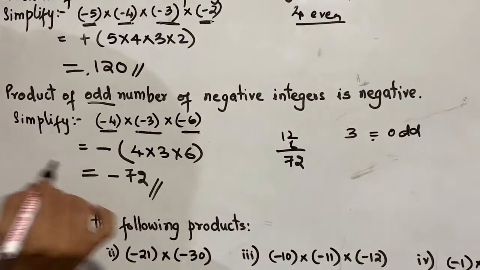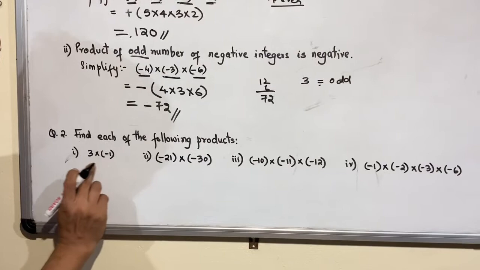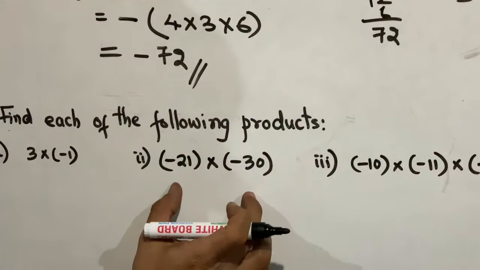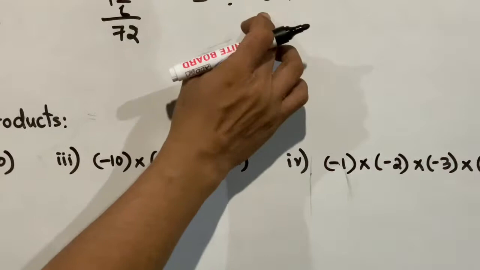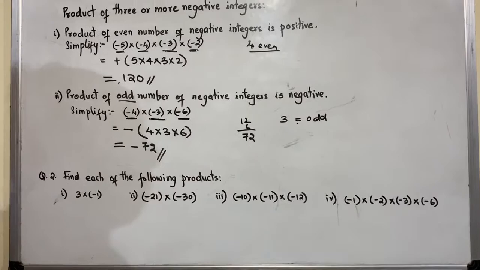So you are asked to find each of the following products. 3 times negative 1: there is one negative number, which is odd, so an odd number of negatives gives a negative product. In the other example, the product is positive because the number of negative integers is even. So the answer is positive. And if the answer is zero, then it is zero.